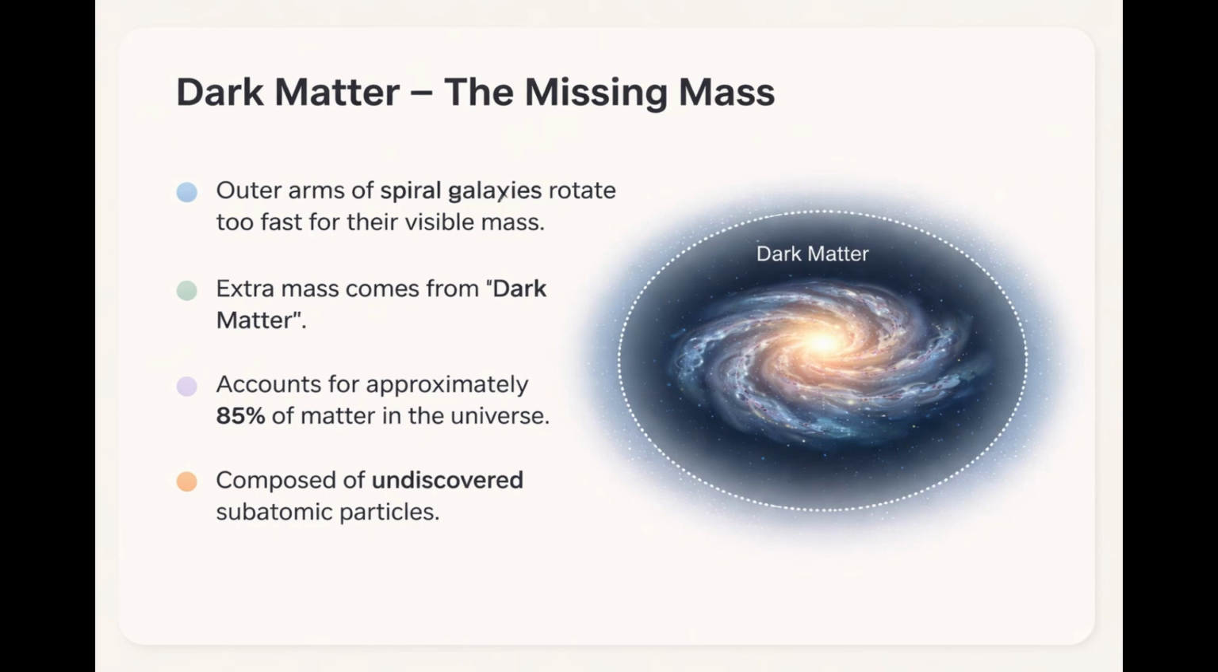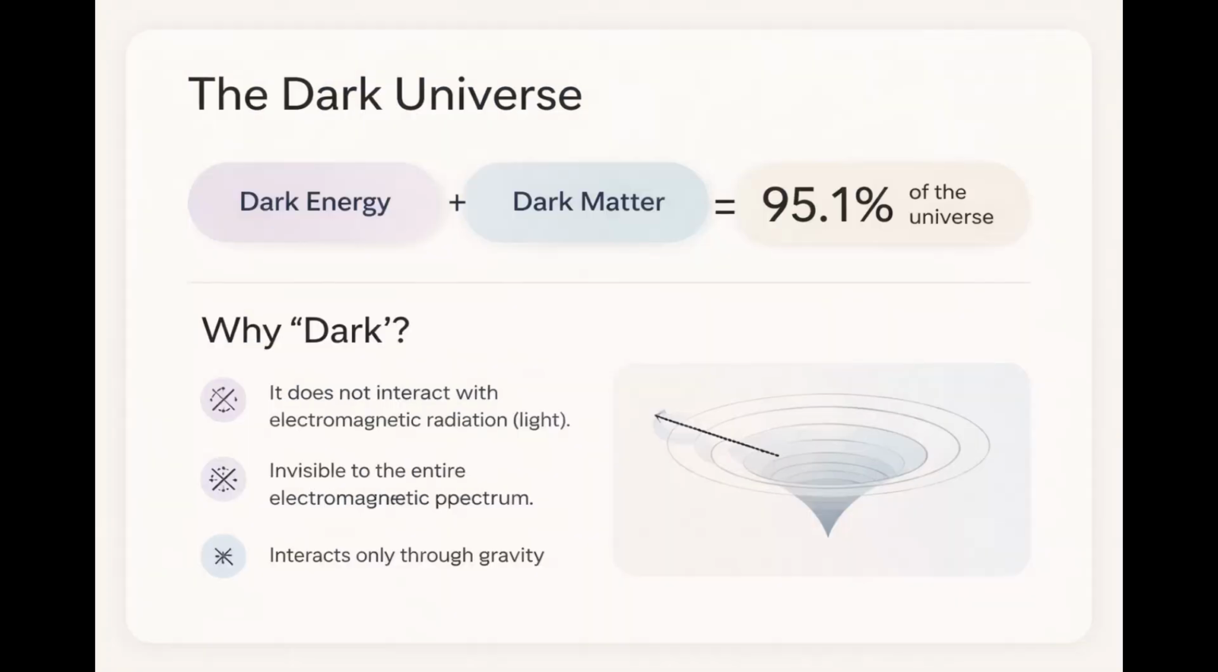Now, when scientists measure how fast spiral galaxies rotate, they notice a major discrepancy. The outer arms rotate much too fast to be held together solely by the gravity of the visible matter. This implies there must be extra unseen mass, what we call dark matter. It turns out that everything we can see makes up less than 5% of the universe.